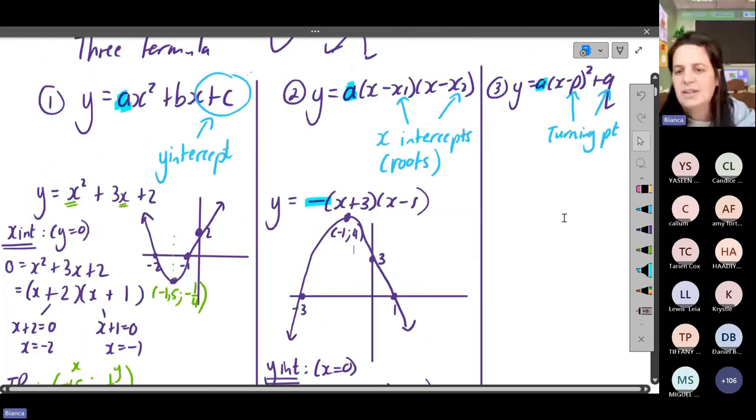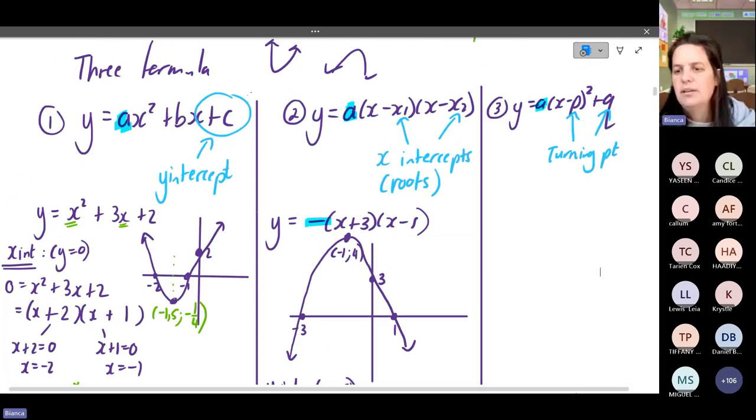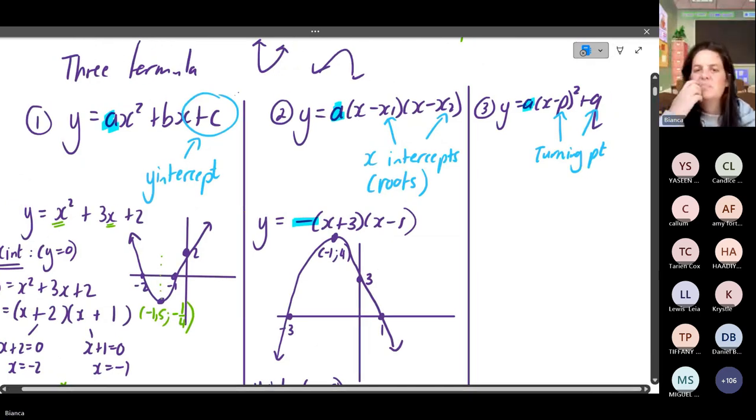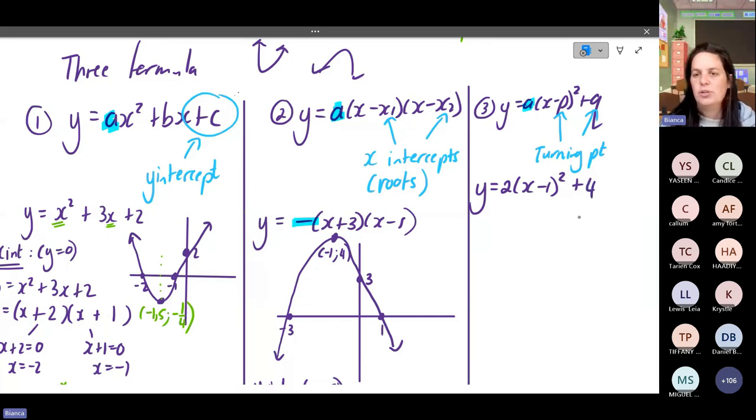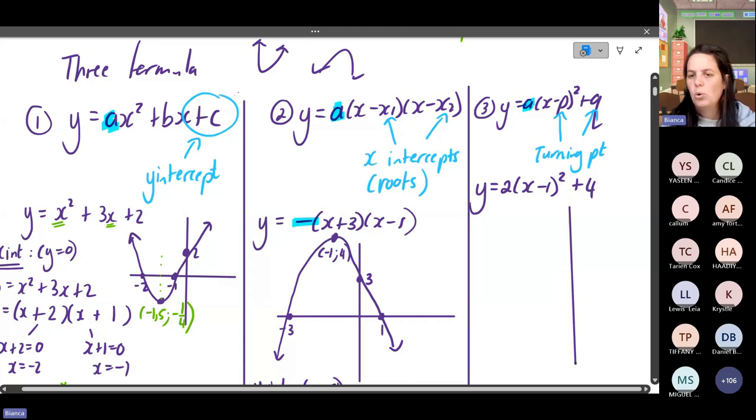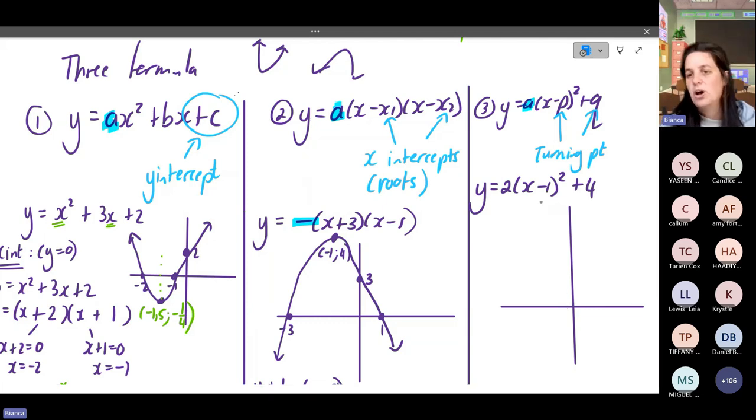Let's see. So, this one, random example, let's say y equals 2x minus 1 squared plus 4, whatever. Okay, so this one, the turning point is given. So when you sketch this one, all of these are parabolas. We can ask you in any way. When you sketch this one, the 1 and the 4 are given. So x is 1. It's always the opposite sign when it's in brackets. Remember that, just like these ones.